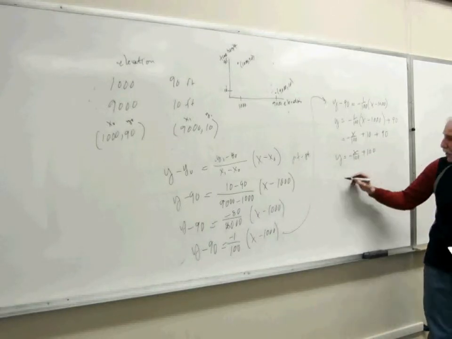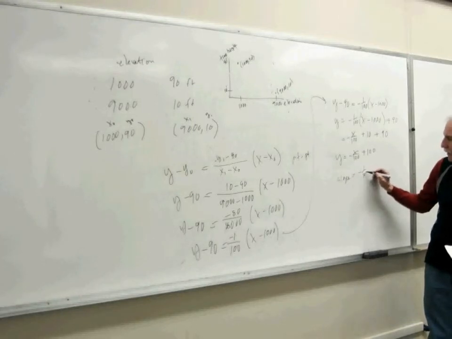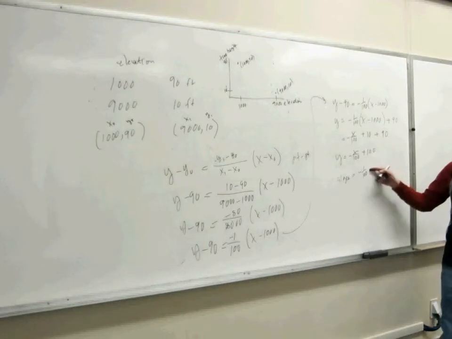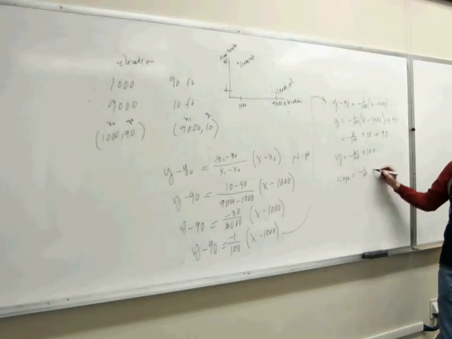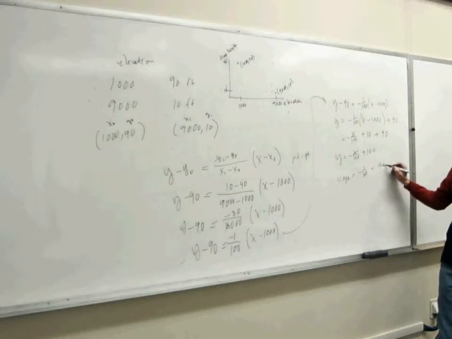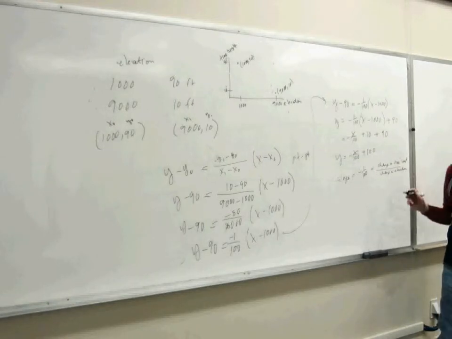Well, you know the slope. The slope equals minus 100. That means for every 1,000 feet, you're going to drop 10 feet in height. Isn't that what minus 100 means? This is the change in tree height divided by the change in elevation. That's what the slope is on this.